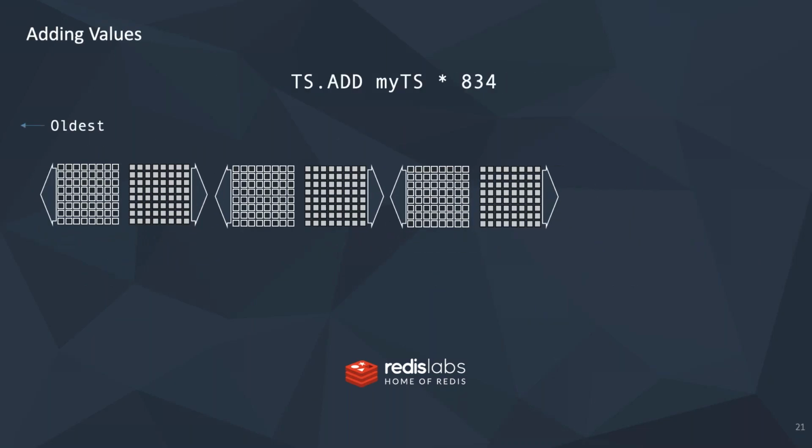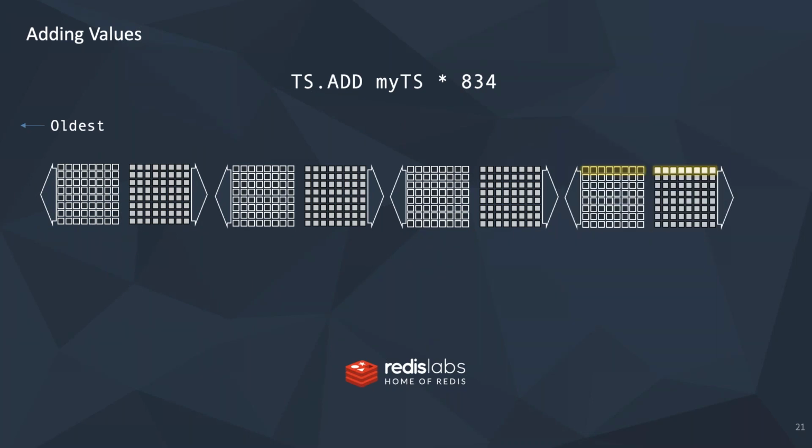If we take a look too, we can add values in, and that's done by a simple operation called TS.ADD. The first argument is my ts, and I've got an asterisk there. That's some syntax borrowed from the streams data type. So this adds it in. You can see here, and our value is 834. So let's add another value in.